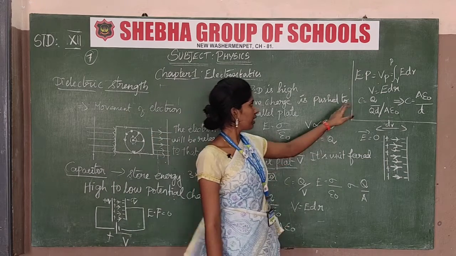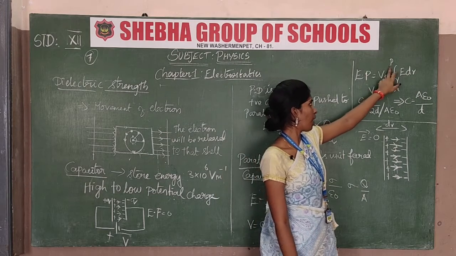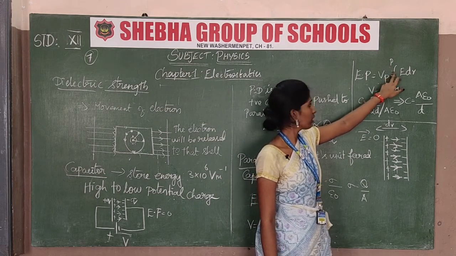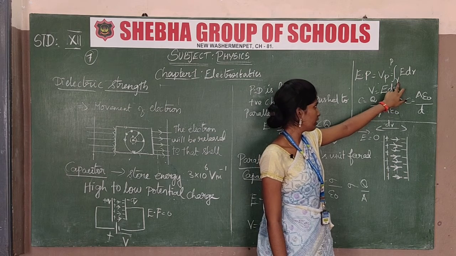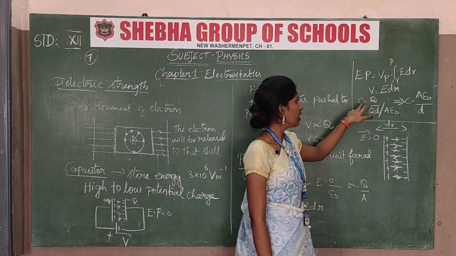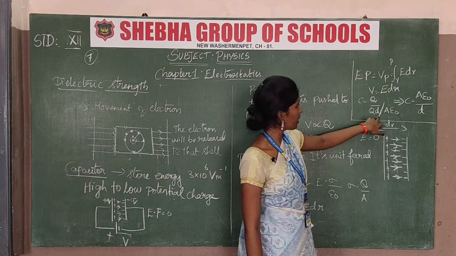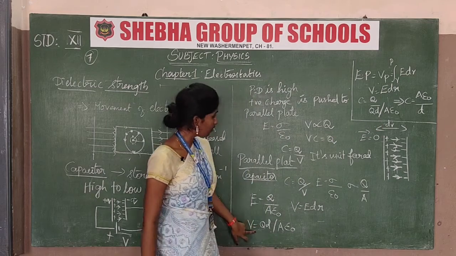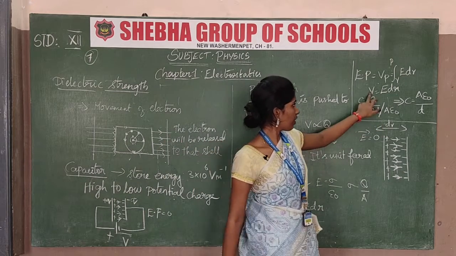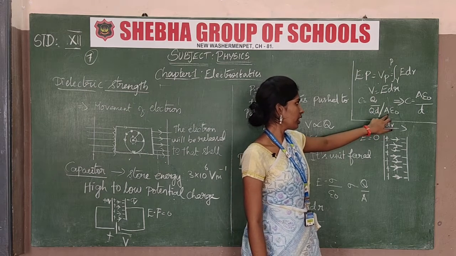Okay, here we take electric potential as the integral from a point. It's a potential point. So P will be taken at a distance R, E dr. Okay, V is equal to E dr, and capacitance is equal to Q by V. So QD will be taken as the V value here. So when we substitute the V value here, we get QD divided by A epsilon naught.